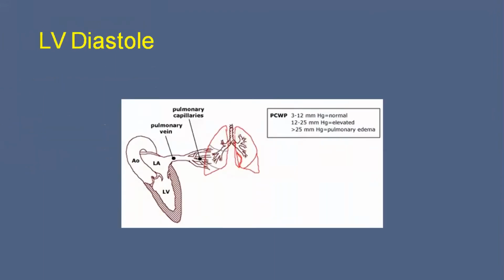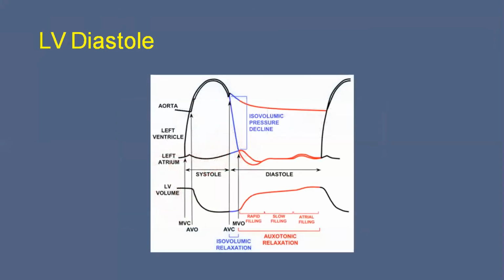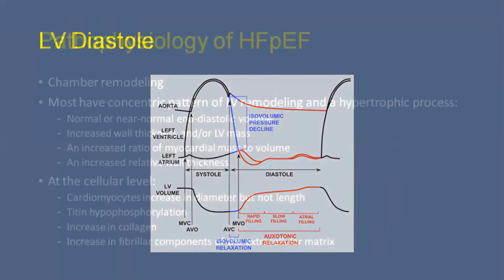So this is the left ventricular diastole. You can see the pulmonary vein, pulmonary capillaries, and pulmonary capillary wedge pressure. If it is more than 25 millimeters of mercury, that is pulmonary edema. 3 to 12 is normal, 12 to 25 is just elevated. So this is the cycle we all know, left ventricular diastole, this is the base.